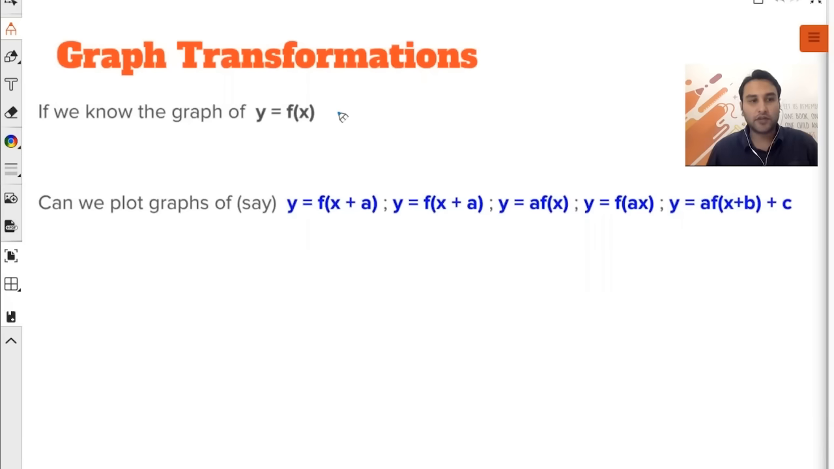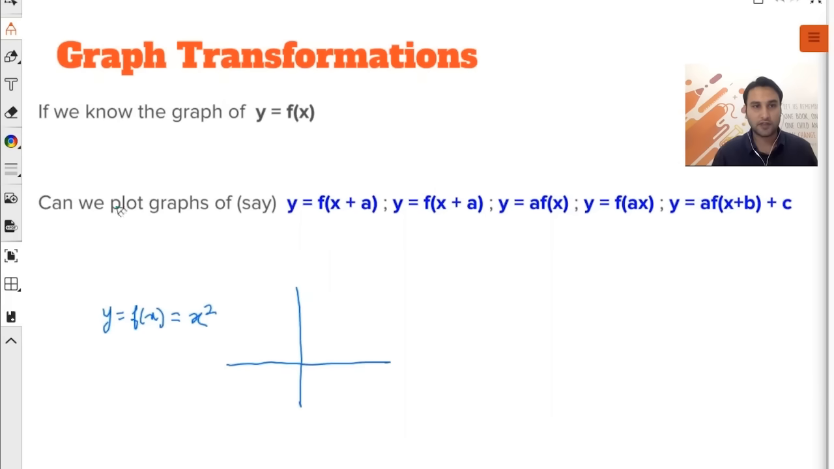So this is what you're going to do today. Today, we will take some basic functions. For example, I'll take two functions today. One, y is equal to f of x. Let me take x square as one function, a quadratic function, and its graph. I'll take this as a function which I assume that all of you know. So this is the graph of y equal to x square.